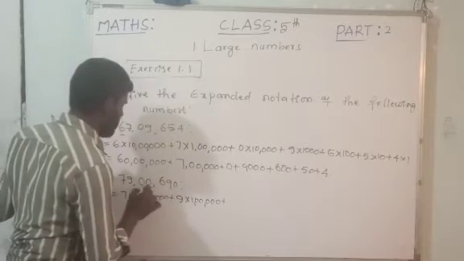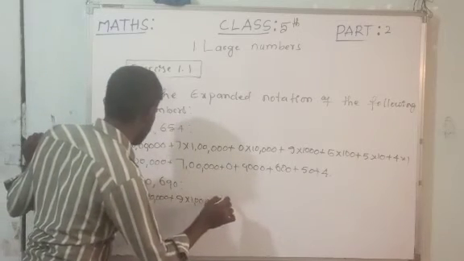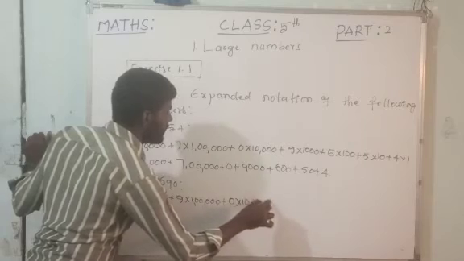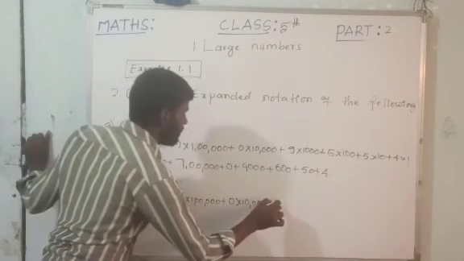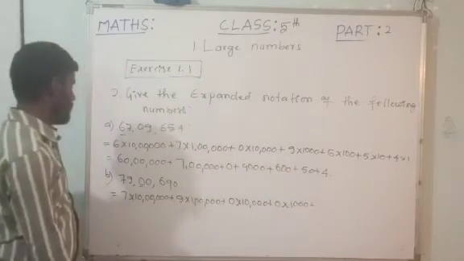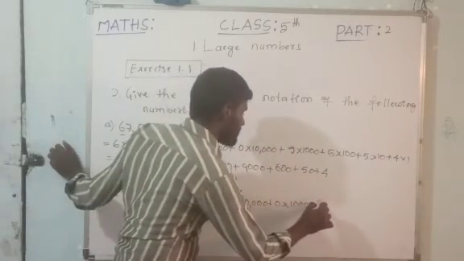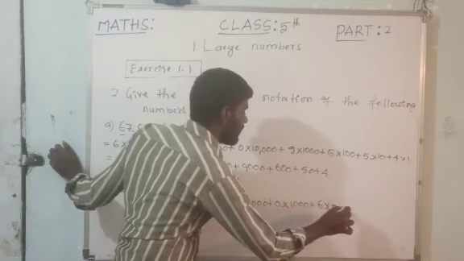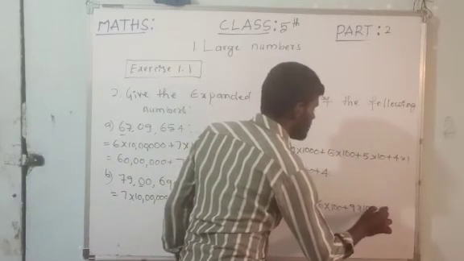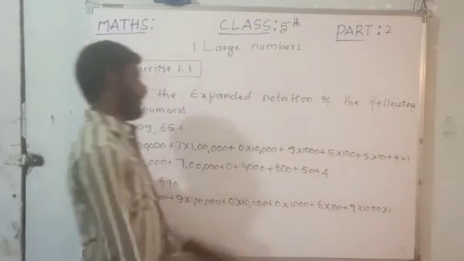Then 0 is present in the place of 10,000, 0 into 10,000. Then this 0 is present in the place of 1000, 0 into 1000. Then 6 is present in the place of 100. Then 9 is present in the place of 10. Then 0 is present in the place of 1, the unit.